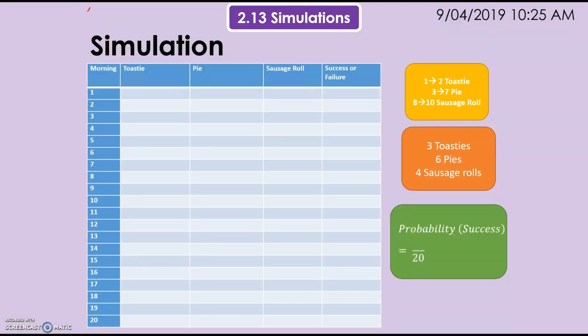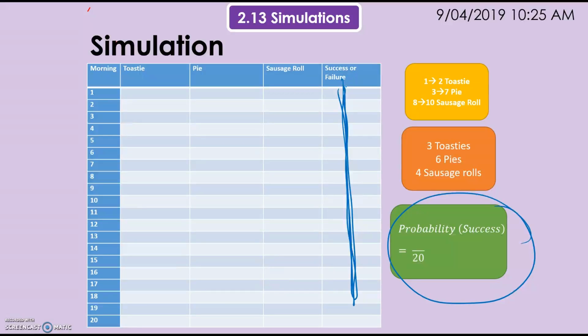Right, next stage is to set up your table and also define the calculation that you're looking for. So I'm going to look for the probability of success. That's the number of times I get a tick in this column out of 20. So that's the C in the design. All right, if your design's not right, it's not achieved. So you have the table here.